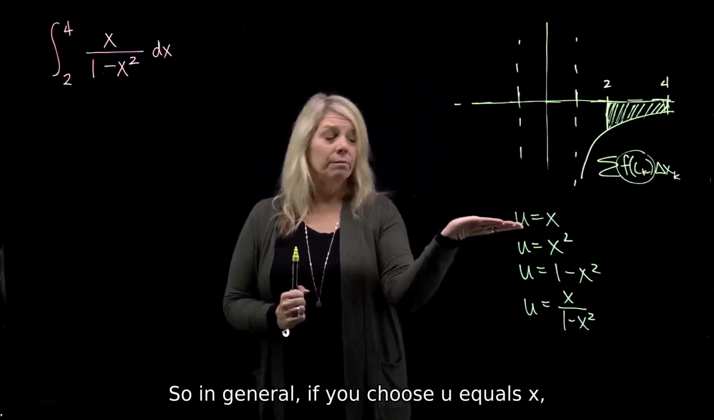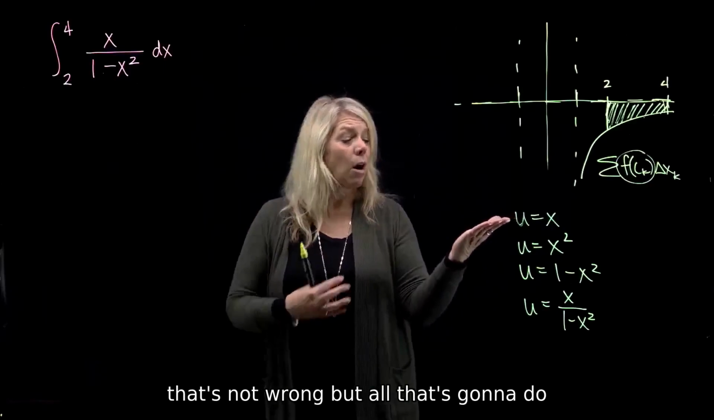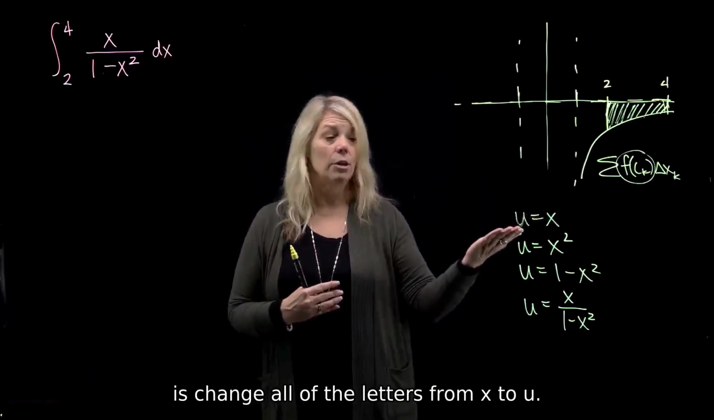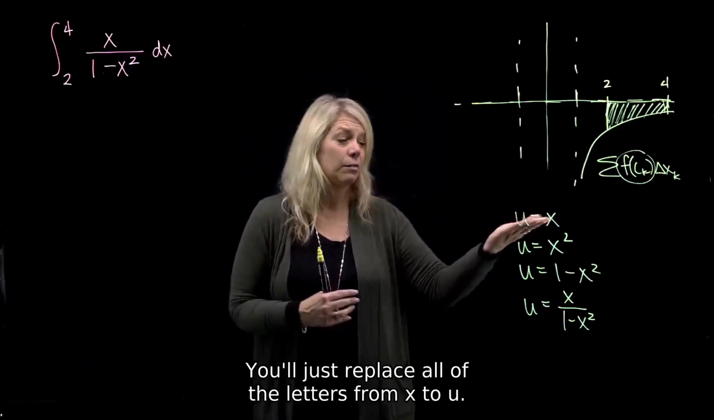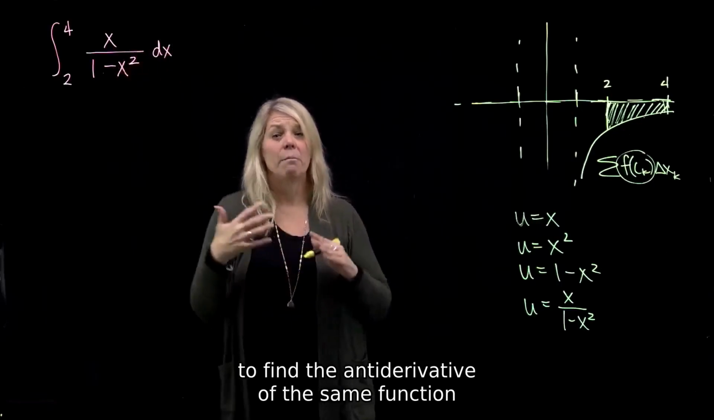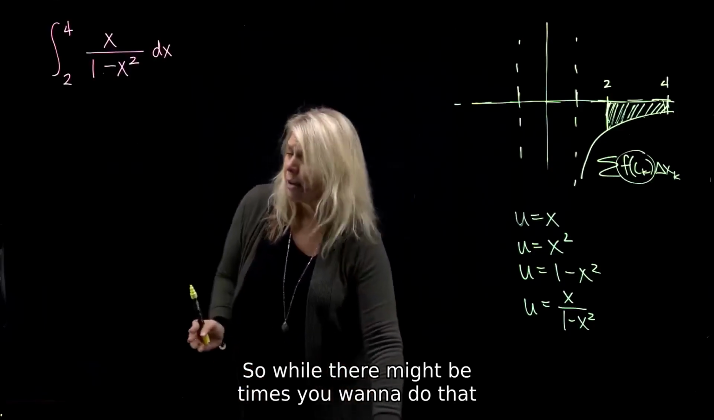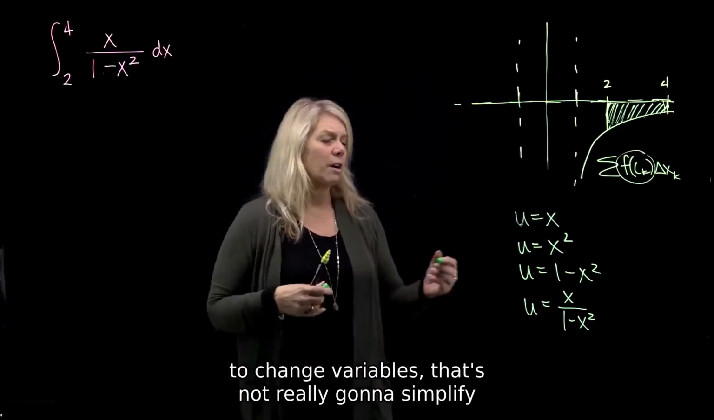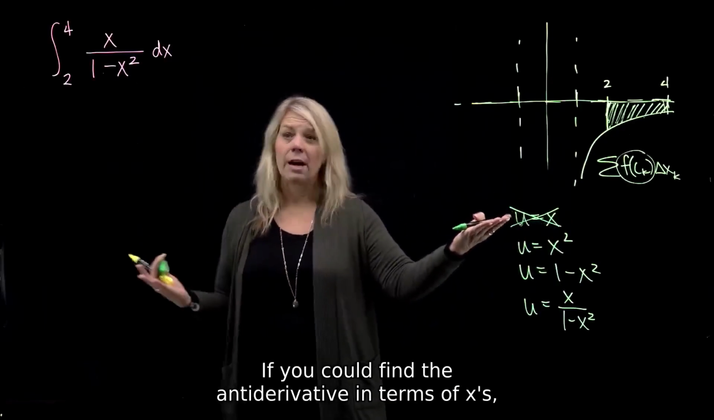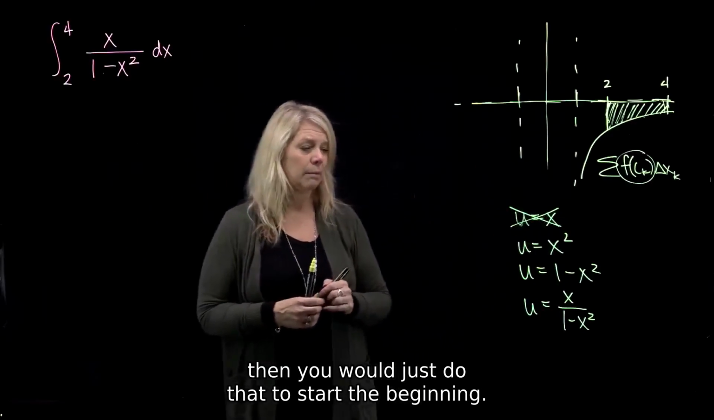In general, if you choose u equals x, that's not wrong, but all that's going to do is change all of the letters from x to u. You'll still end up having to find the antiderivative of the same function, just with u's instead of x's. While there might be times you want to do that to change variables, that's not really going to simplify the integral and usually won't help you. If you could find the antiderivative in terms of x's, you would just do that from the beginning.